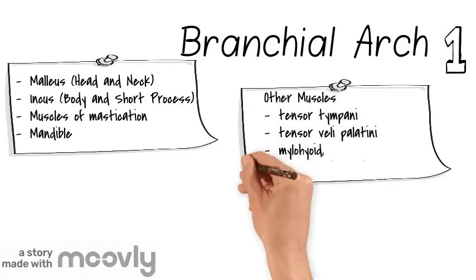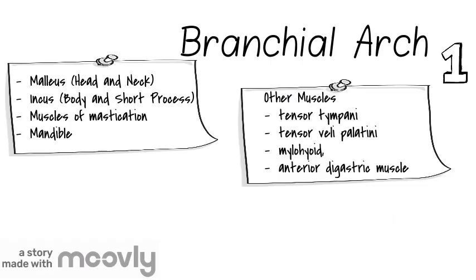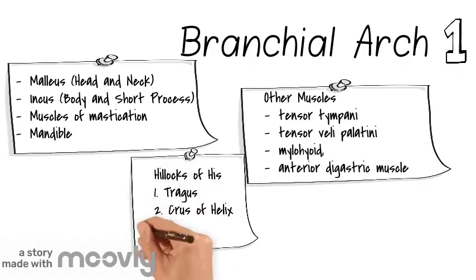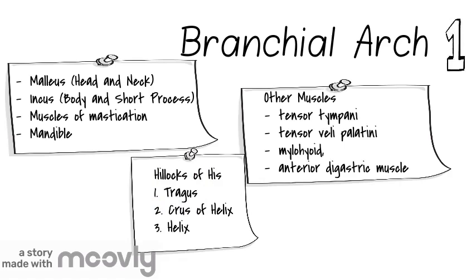Other muscles such as tensor tympani, tensor veli palatini, mylohyoid, and anterior digastric muscle also derive from this arch. The first three hillocks are derived from the first branchial arch. First develops the tragus, second the helical crus, and third the helix.